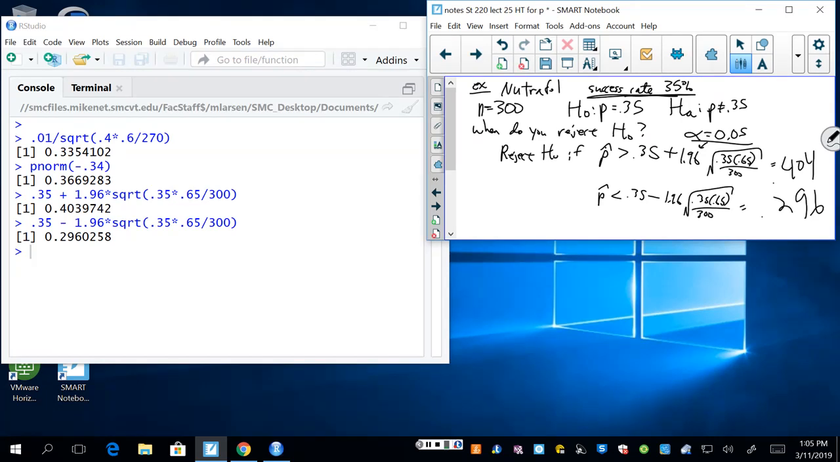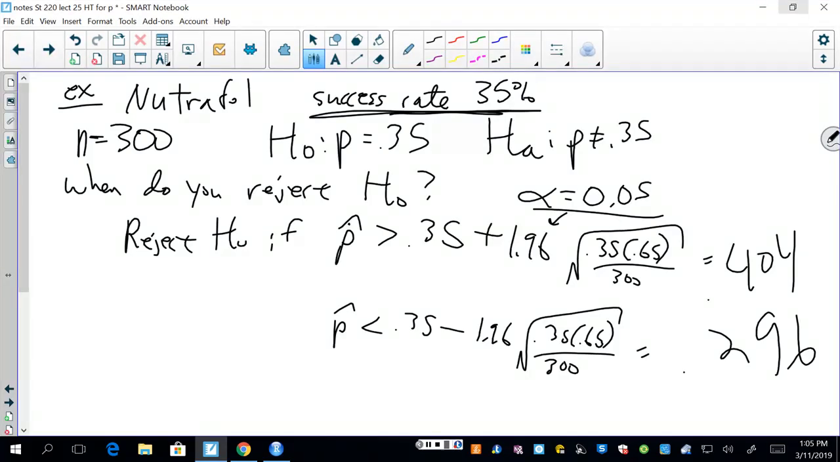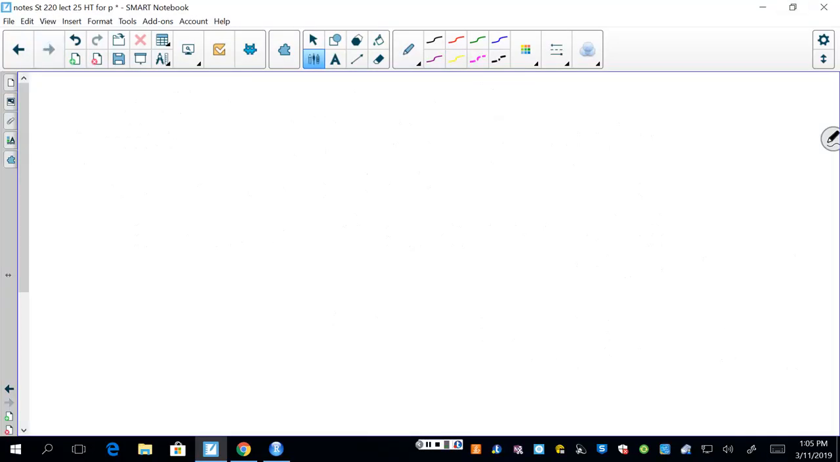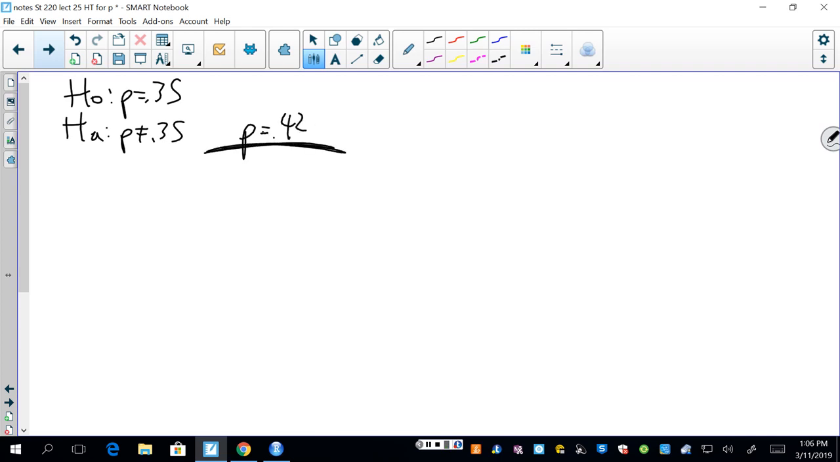That would be the rejection region, above that or below that, if our p hat happens to fall there, right? But now let's say this thing is better. The null is H0: P is 0.35, and the alternative is P is not equal to 0.35. Suppose P is actually 0.42. So it actually really is better than that amount, right? What is the power?